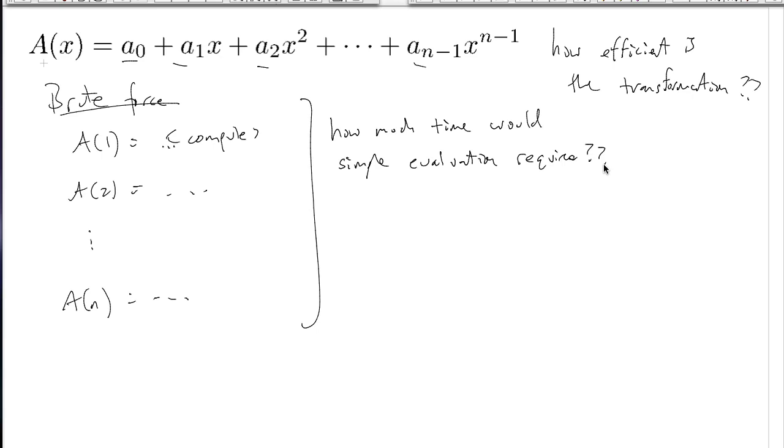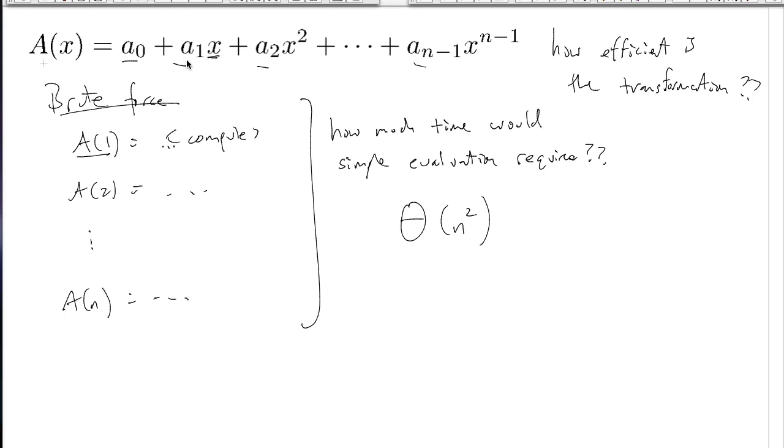If I were to just evaluate the polynomial at n points, how many operations would that require if I were to just do brute force? How much time would it take to evaluate A of 1? Order n operations, right? And so if I have to do that n times, it would take order n squared operations. In particular, you can just do this at the same time, right?